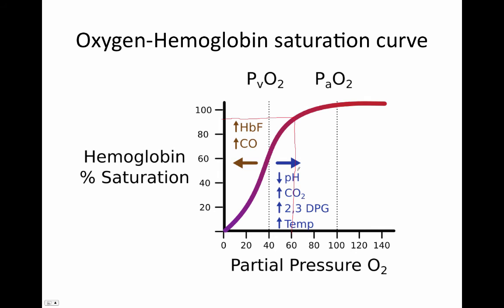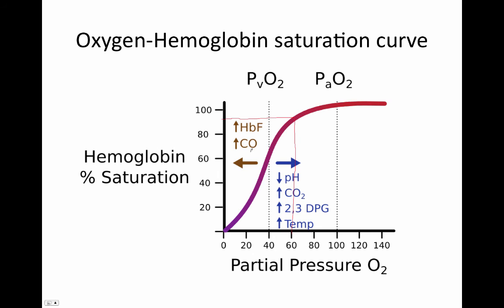Here are some factors that will shift the curve to the right, meaning allow a tighter binding of oxygen. That's decrease of pH of your blood, increase in carbon dioxide, increase in 2,3-DPG, which is a byproduct of the fermentation that happens in red blood cells, or increase in temperature.